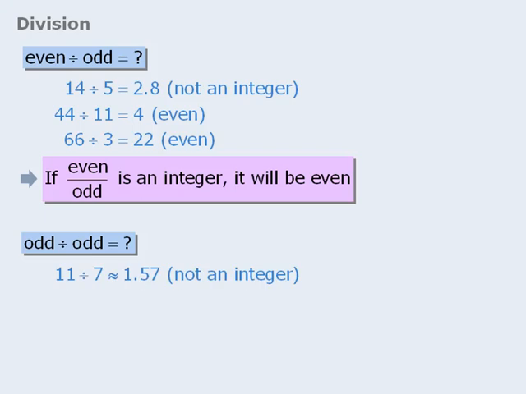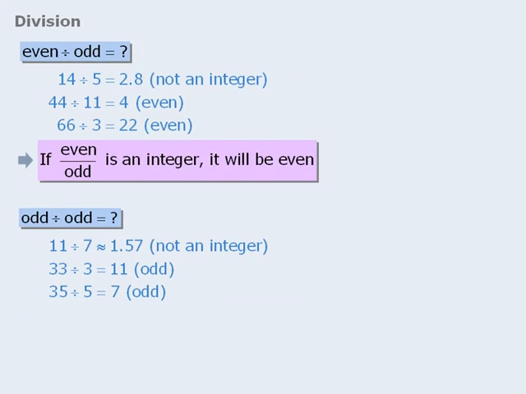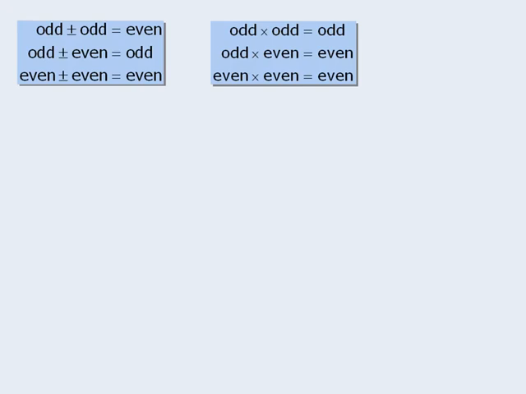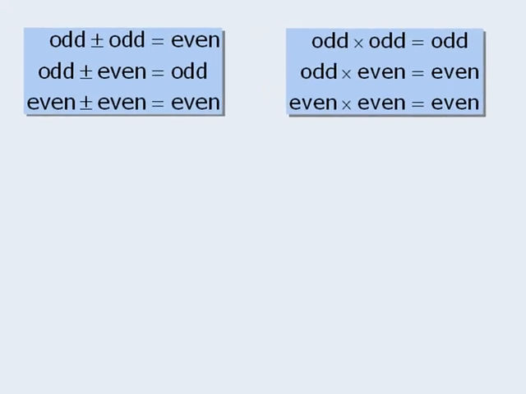Finally, what happens when we divide an odd number by an odd number? Well, sometimes we get an outcome that is not an integer. Other times the outcome is an odd integer. So we can say that if an odd number divided by an odd number yields an integer, then that integer will be odd.